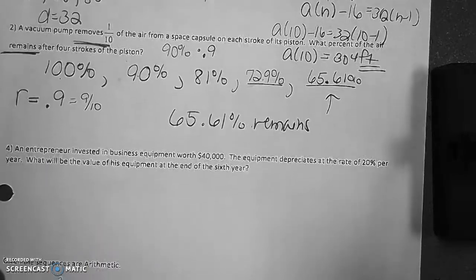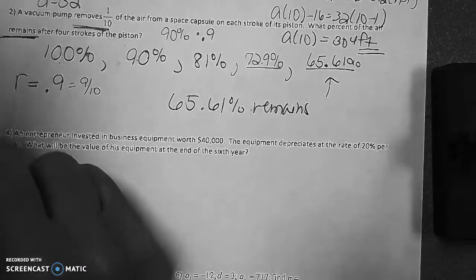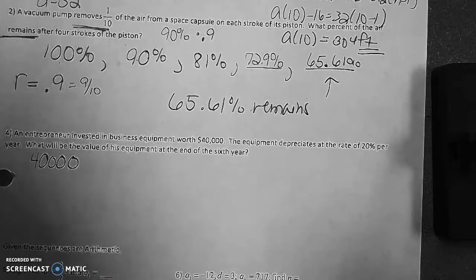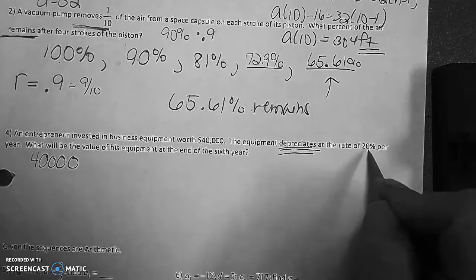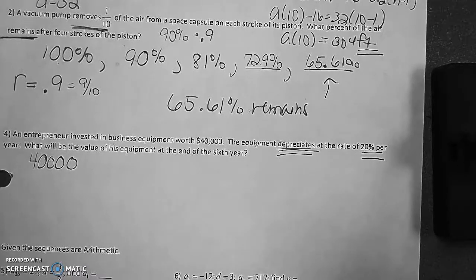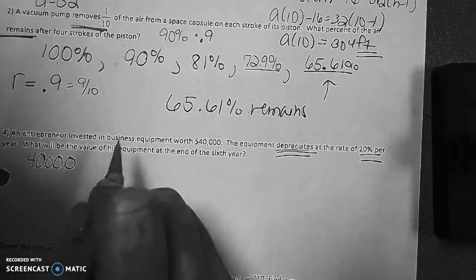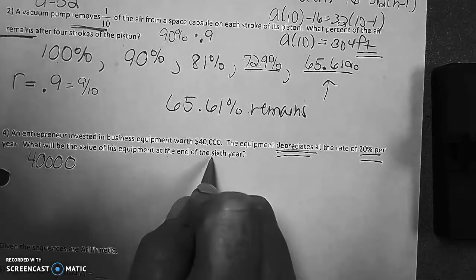Number 4 is kind of similar. So we see that we have a business that's worth $40,000. The equipment depreciates at 20%. Now, what does depreciate mean? It means that's how much value it's losing. The question says, what will the value of the equipment be at the end of the 6 years?